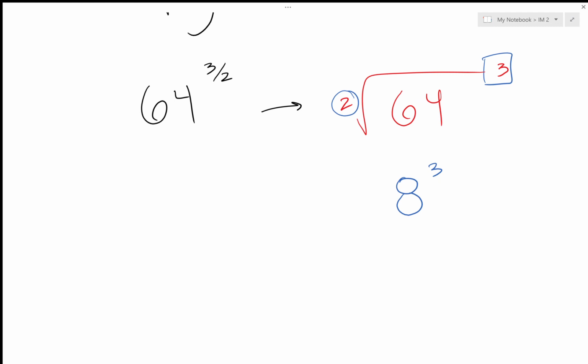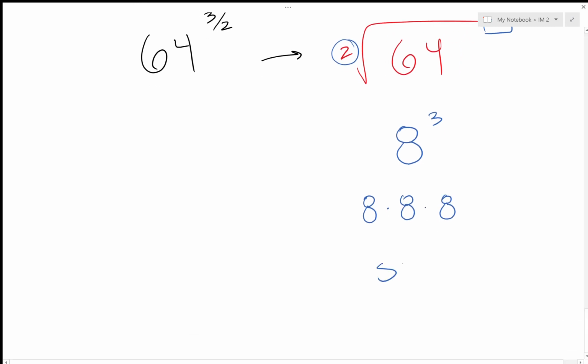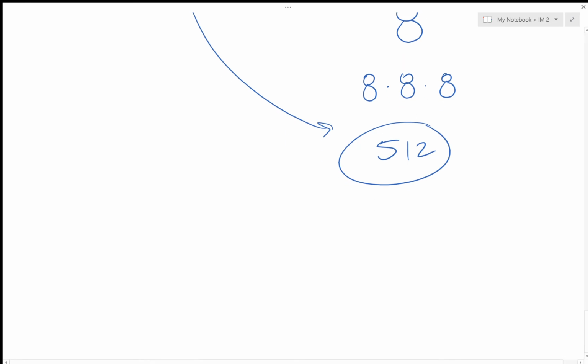8 to the 3rd power technically is a good answer, but we can put that on the calculator. You can do 8 to the 3rd power, or it's 8 times 8 times 8. And that answer comes out to a 512. So 64 to the 3/2 power, 512. One last example.